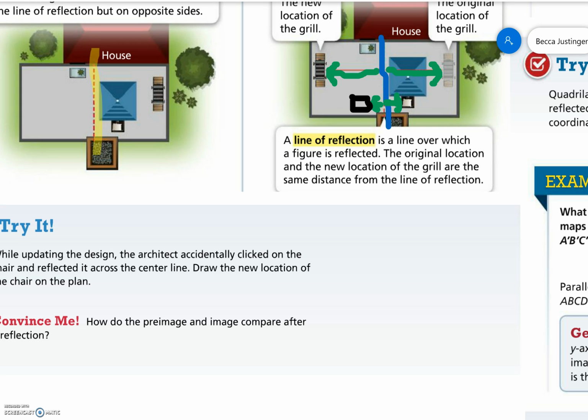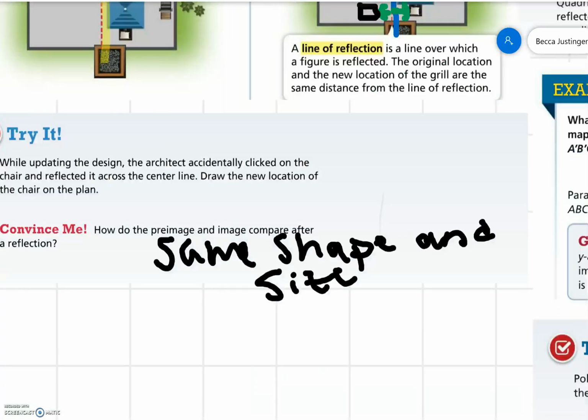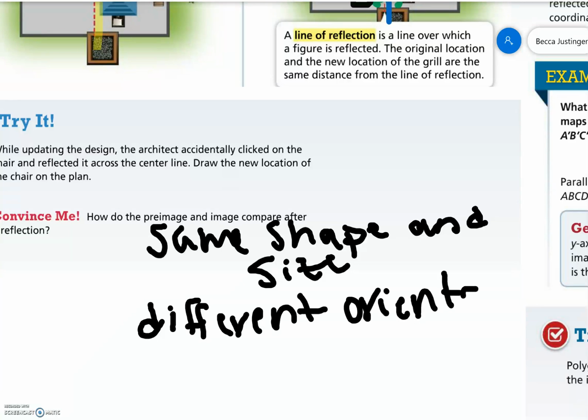So how do the pre-image and the image compare after a reflection? So what does it look like before and after? Well, it's the same shape and size, but it has a different orientation. Orientation is which way it's facing.